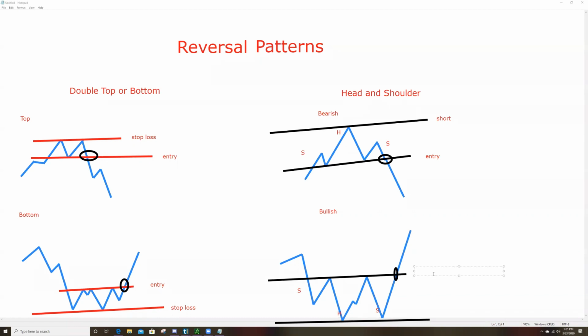So if you're looking at the chart, as soon as the blue line crosses the black line all the way to the right, the very last time, that is your entry to buy. And your stop loss is at the very bottom of the head. The very bottom of your head is where you're getting stopped out of the trade.